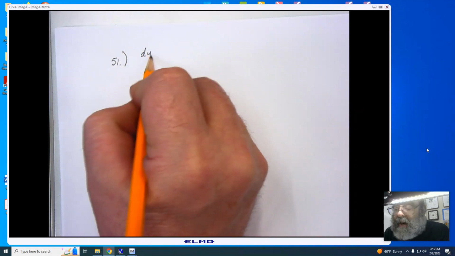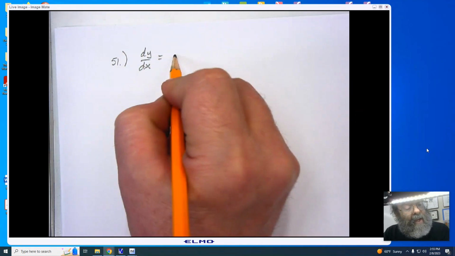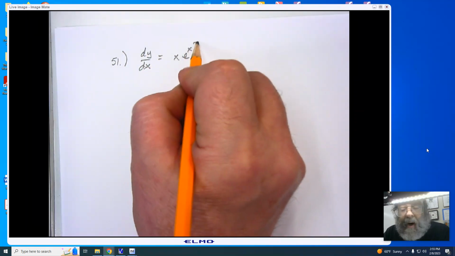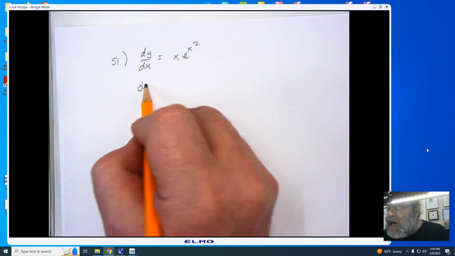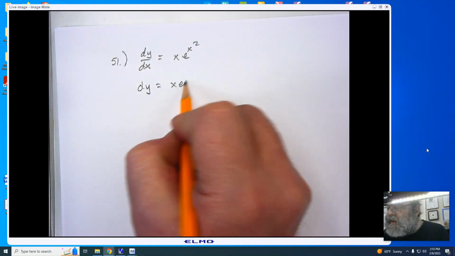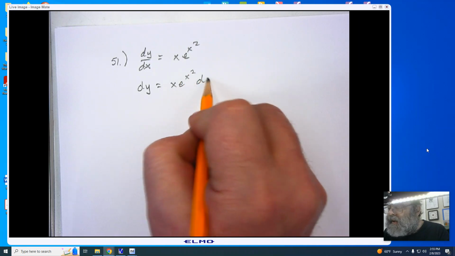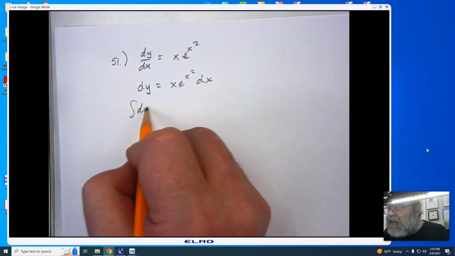Okay, so number 51. Number 51, dy dx is equal to xe to the x squared. So I'm separating my variables, xe to the x squared power dx, and then integrate.